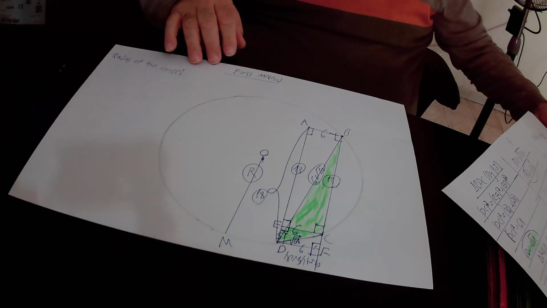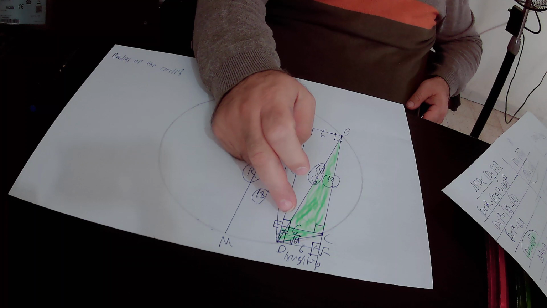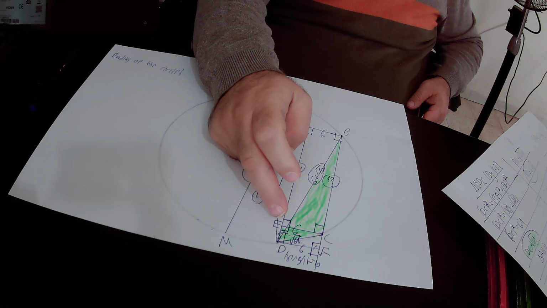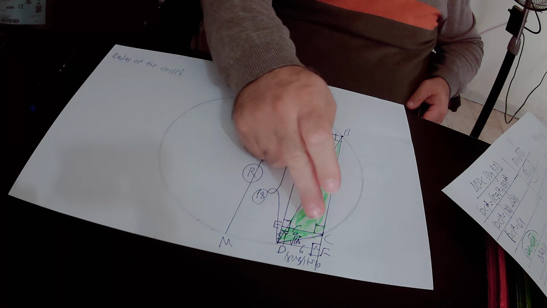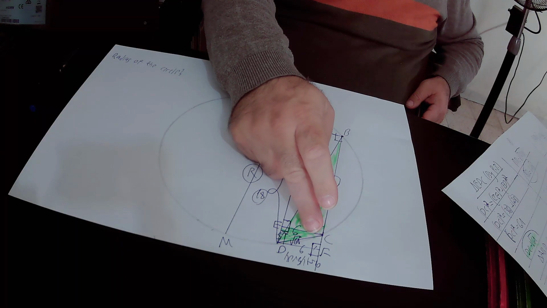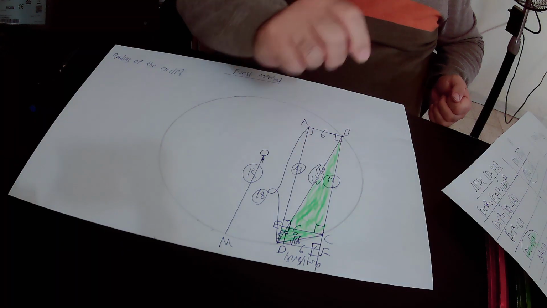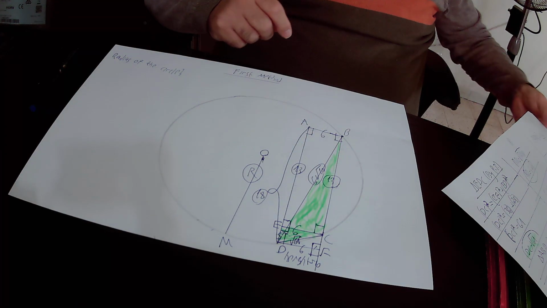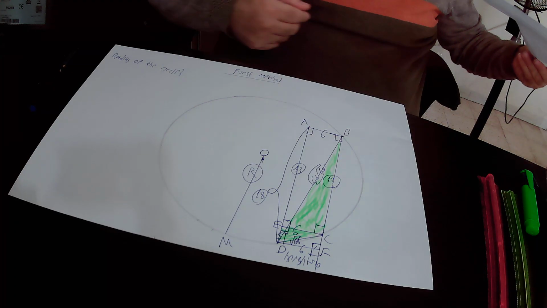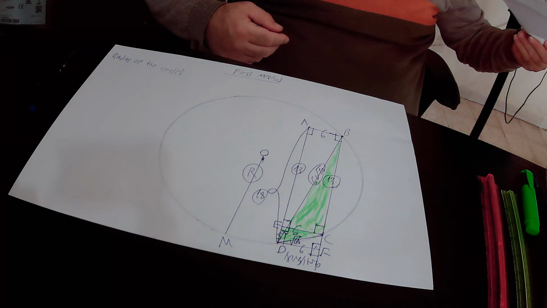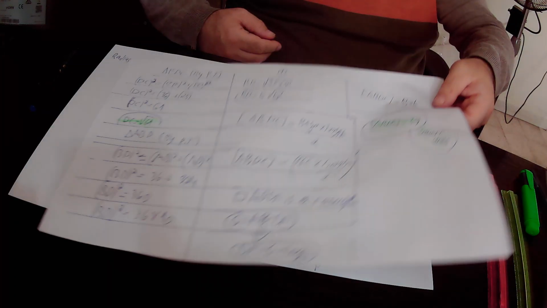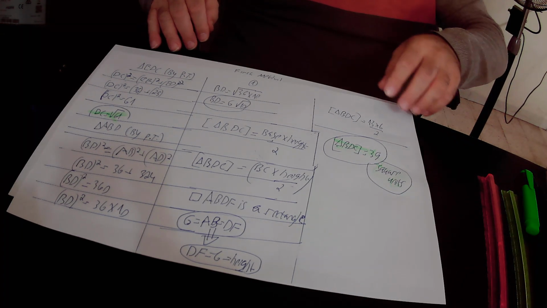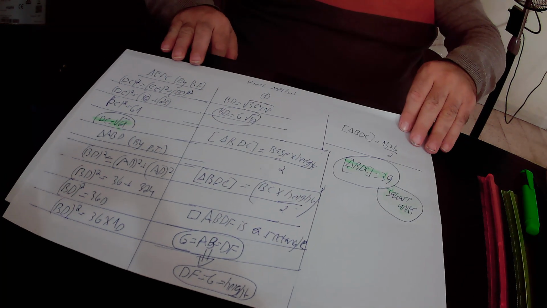But DF is the height to the base. Why? Because DF creates 90 degrees with the extended base BC, therefore DF is the height to the base. So the height of the green triangle DBC equals 6 units. Now we can easily find the area of the green triangle BDC.